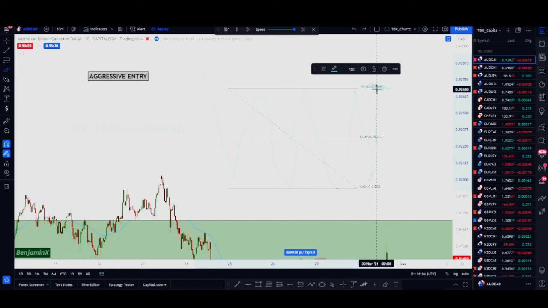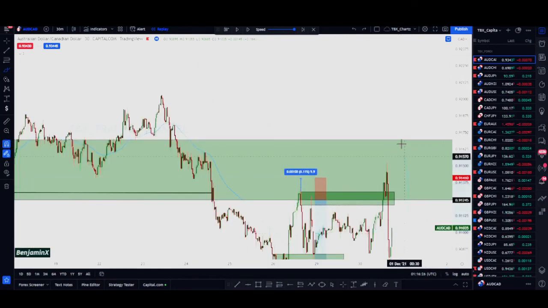One of the advantages of selling right here is that even if I've sold right here and I didn't take my profit here, and the market comes back to this area, I'll still be able to continue to the downside, because my stop loss, if you have a standard stop loss, is still safe. So let's come back to what we're talking about here.